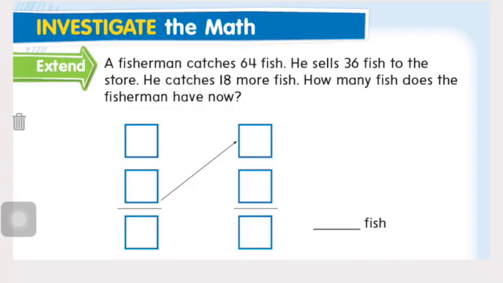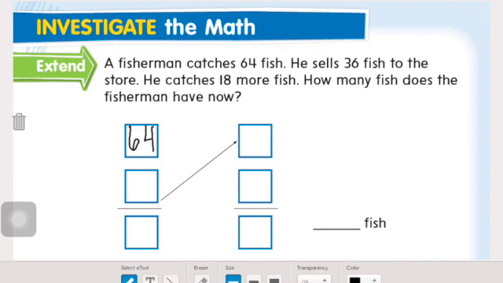So we are going to do a 2-step problem, which means that we're going to have 2 different equations. This one says a fisherman catches 64 fish. So I'm going to write that into the top part of my equation here. He sells 36 fish to the store. So he's getting rid of those, right? He has 64. He's selling 36. So we're going to have to subtract. More on the top, more on the floor. I have more on the floor. Take a 10, break a 10.